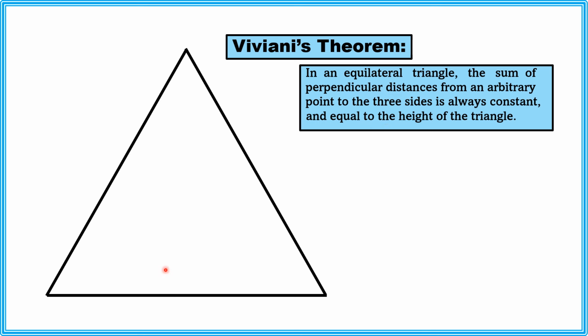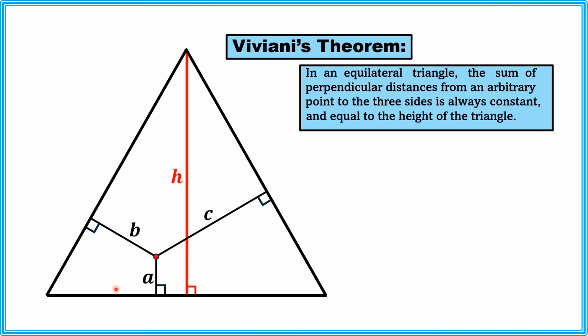If we have an equilateral triangle, we choose any arbitrary point inside it and we draw three line segments which are perpendicular to each side. If these segments have lengths A, B, C, then the height of this triangle must be equal to A plus B plus C. This is what Viviani's theorem is. We will use this theorem to find the area of this triangle, but first we prove Viviani's theorem.